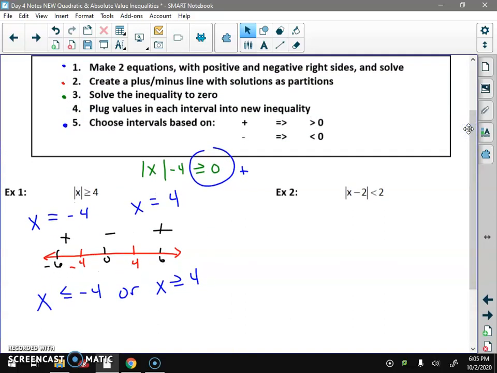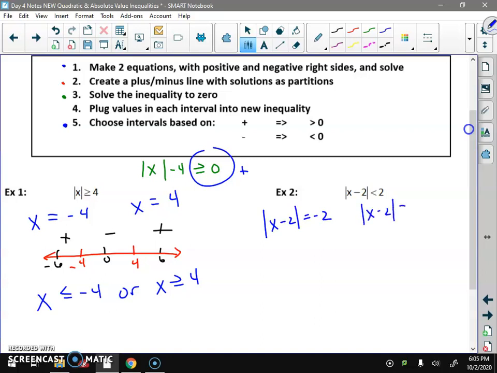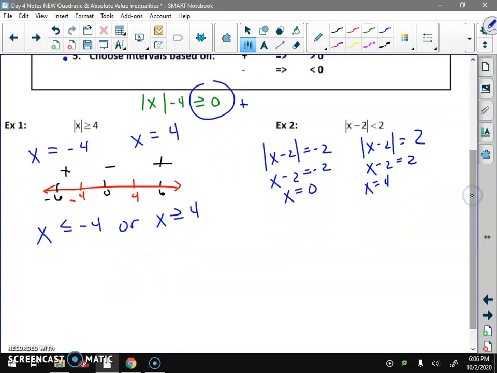So let's take another example. Blue, make 2 equations. We're going to drop that inequality. Absolute value of x minus 2 equals -2. Absolute value of x minus 2 equals positive 2. Okay? If we solve those, get rid of the absolute values. X minus 2 equals -2. Add the 2 over, x equals 0. X minus 2 equals 2. Add the 2 over, x equals 4. I just obtained my 2 plus minus line partition numbers.